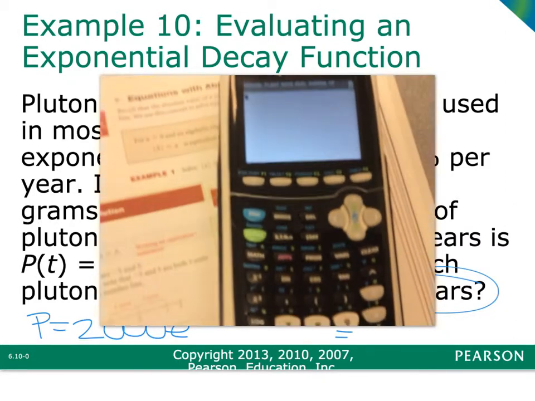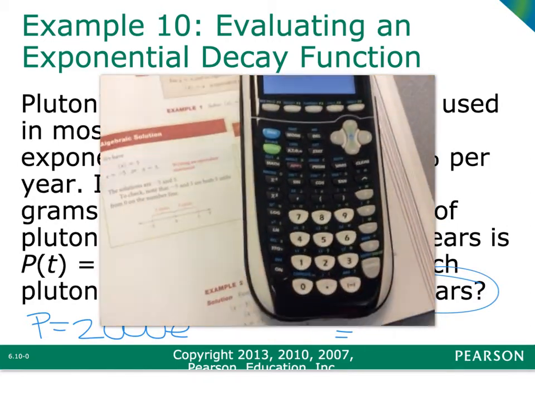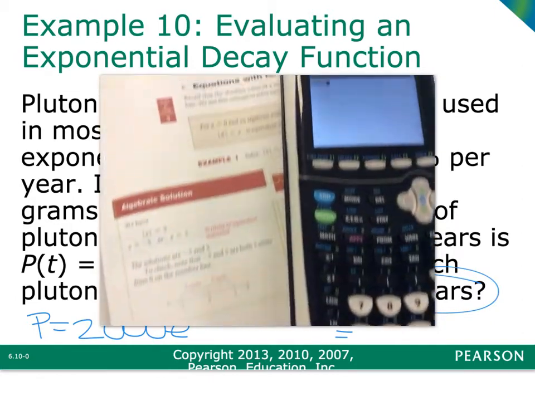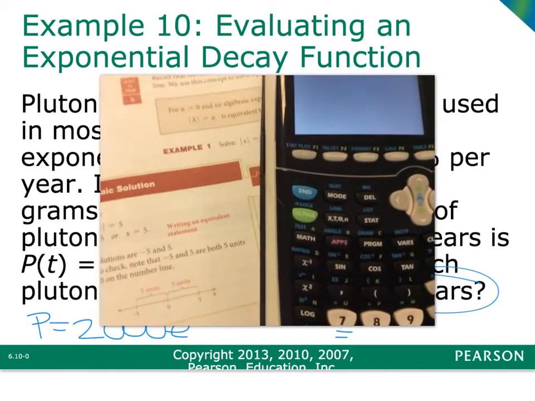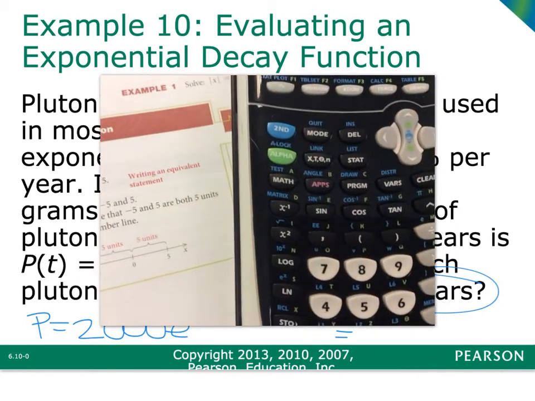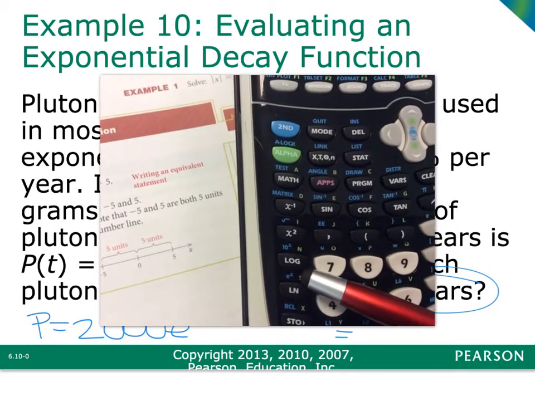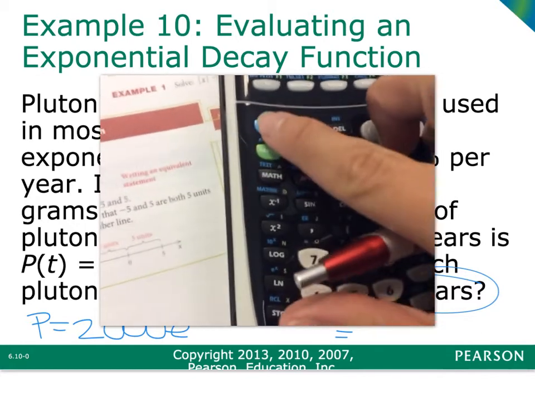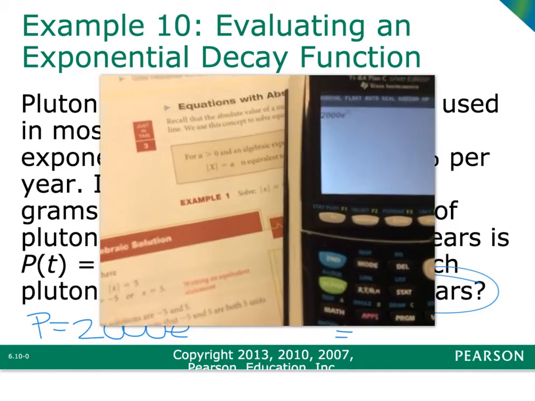Okay, so if you're going to enter this into the calculator, you would first want to just type your 2,000. Then you want to get your E entered in there. Your E is located over here where you see that natural log button. The E is above it, so you have to hit second and then the E. That'll put it up there for you.